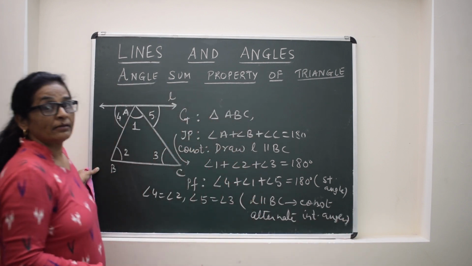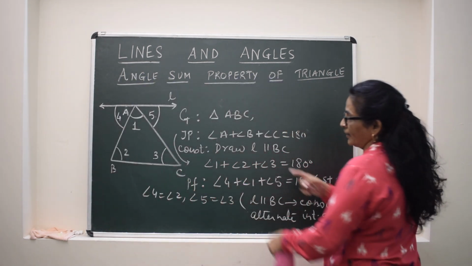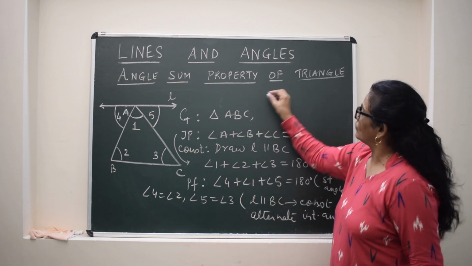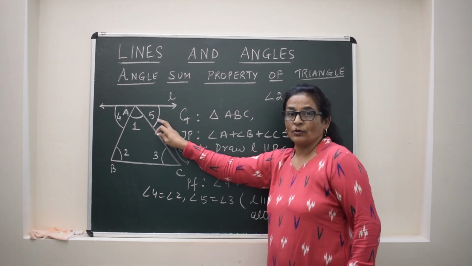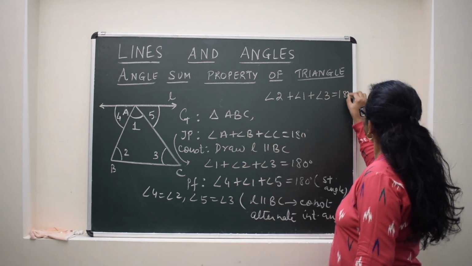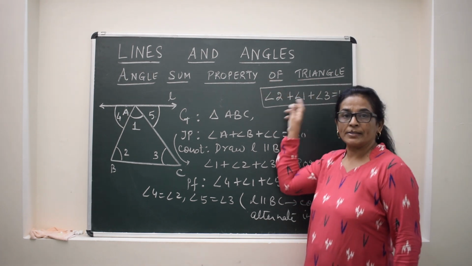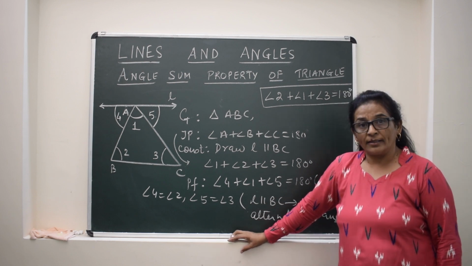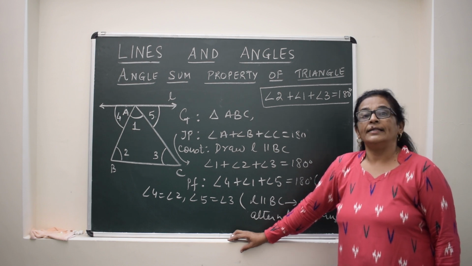And since the lines are parallel, the alternate interior angles are equal. Now further we will replace this 4 by 2. So ultimately in this 4 plus 1 plus 5, in place of 4 we will write 2, 1 will be as it is, in place of 5 we will write 3. So what have we got? Angle 1 plus angle 2 plus angle 3 is equal to 180 degrees. So what we have seen is that in a triangle, the sum of 3 interior angles is equal to 180 degrees.